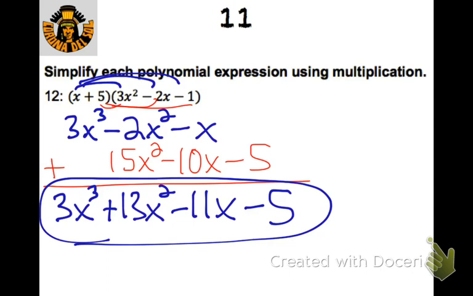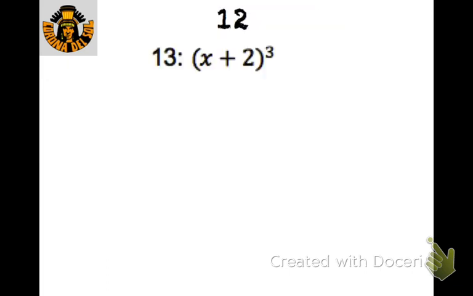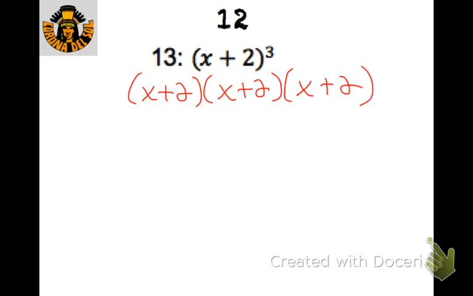And our last one. So this one, we've got cubed. So you just have to remember to rewrite this. So we're going to do x plus 2 times x plus 2 times x plus 2. Okay, so we need to make sure to multiply all these together. You got to do 2 at a time. So I prefer to do these two first, just because then we'll have a binomial times a trinomial.